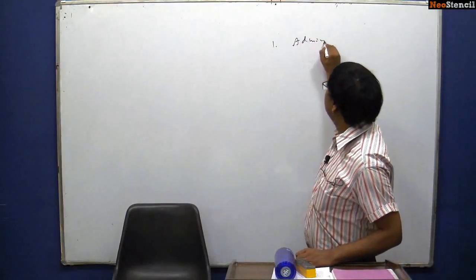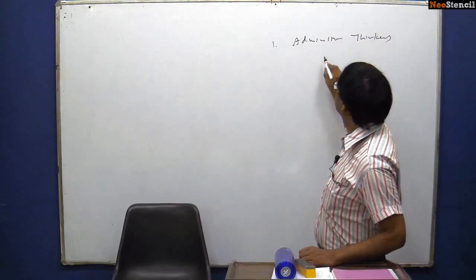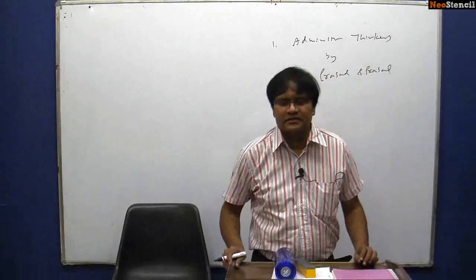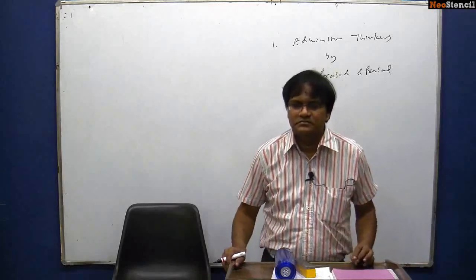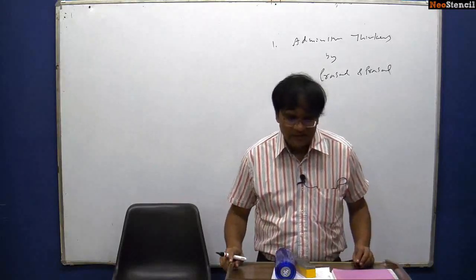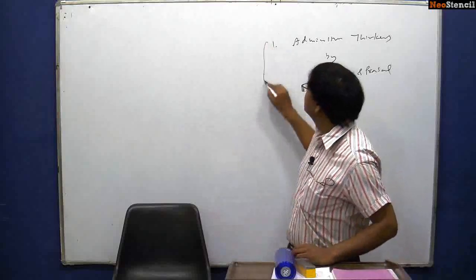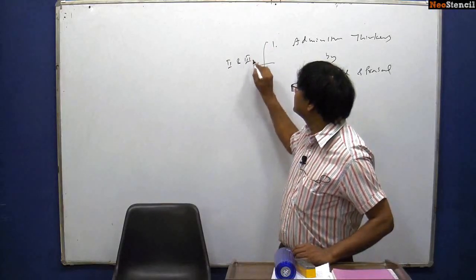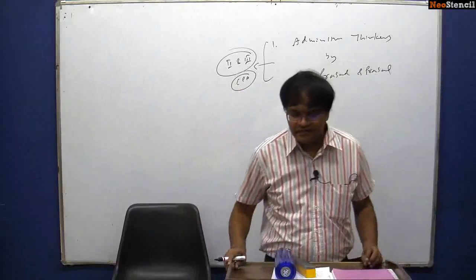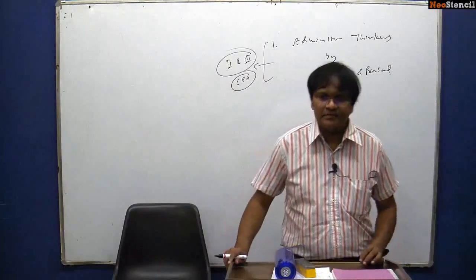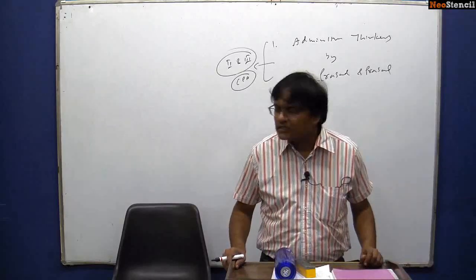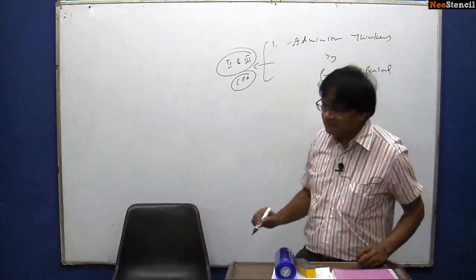First one is Administrative Thinkers by Prasad and Prasad. This is for the second and third chapters of our syllabus, administrative thought and administrative behavior, along with the CPA. This is one of the important books.